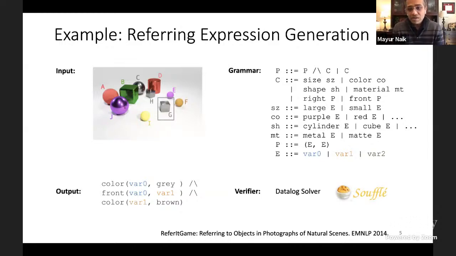So here the specification is you're given an image along with a desired output, which is the object that is labeled, in this case G. You're given a grammar for the program we'd like to synthesize. In this case, it is a conjunction of clauses of the form you see here. You can, for example, talk about the colors of objects or their shapes or their materials and their relative positions and so on.